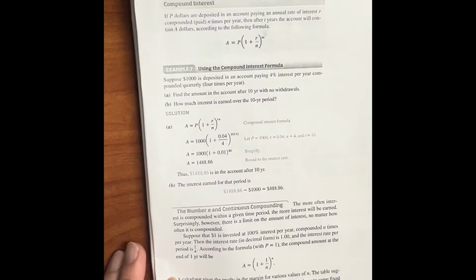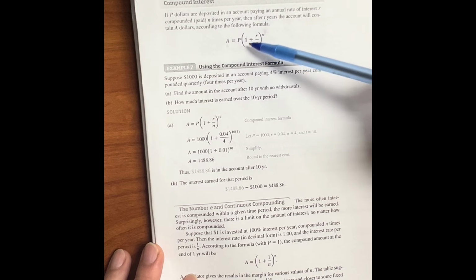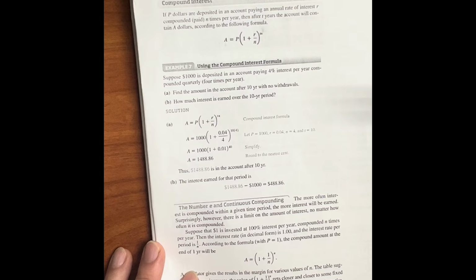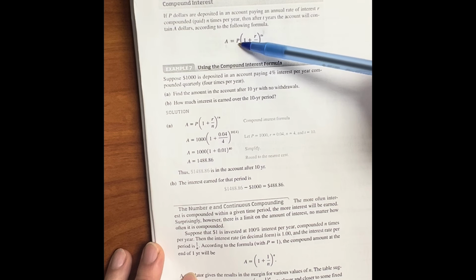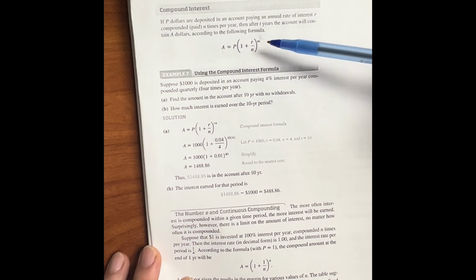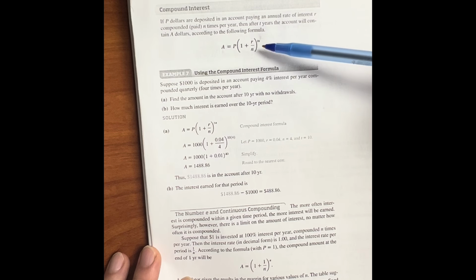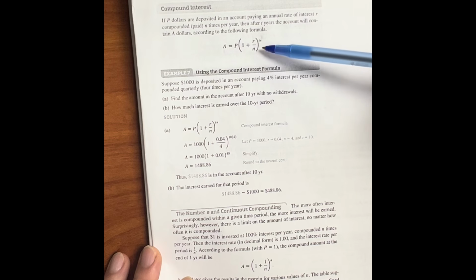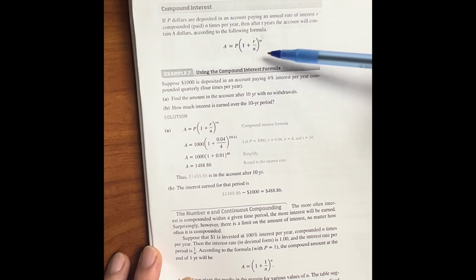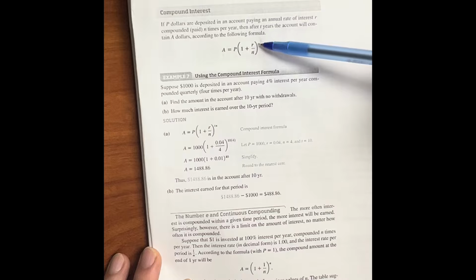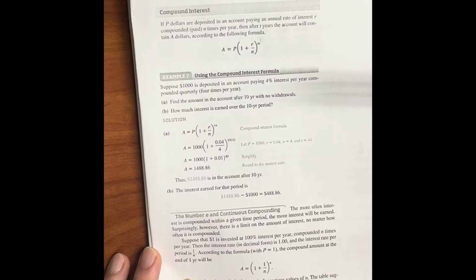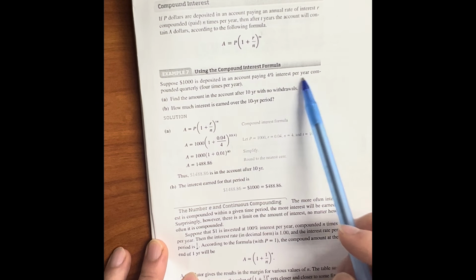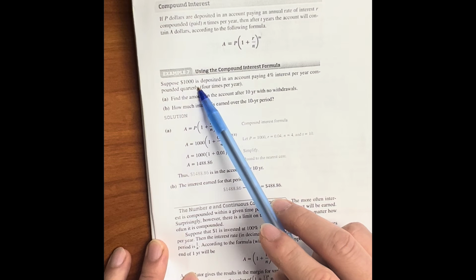So for compound interest, use this formula: A equals P times 1 plus r over n, raised to the power of tn. P is the principal amount, or the initial amount. R is the interest rate. N is the number of times that it's compounded per year, and T is the number of years compounded. So for example, $1,000 deposited in an account paying 4% interest per year, compounded quarterly, 4 times per year.